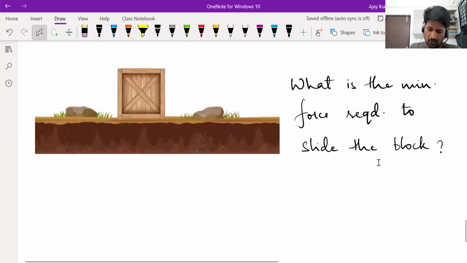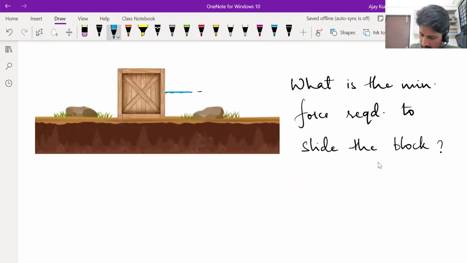Okay, see what all the possibilities are, starting from applying the force horizontally to applying the force vertically. You keep on changing the angle. At some angle, we don't know how much that is, but at some angle, the effort required would be minimum. That angle is what you need to find out, and that minimum effort is what you need to find out.